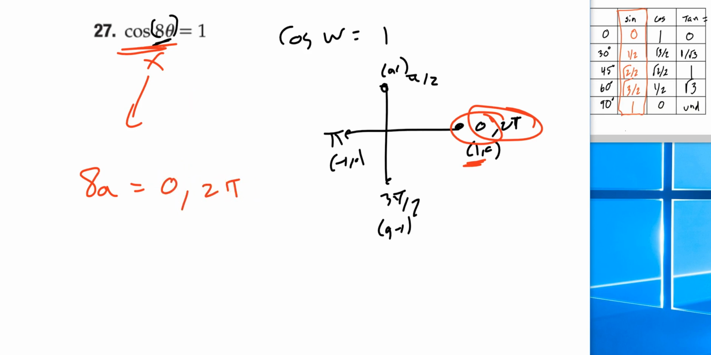And then you've got to solve the problem for theta. Divide by 8. Theta equals 0 and pi over 4. And that's it.